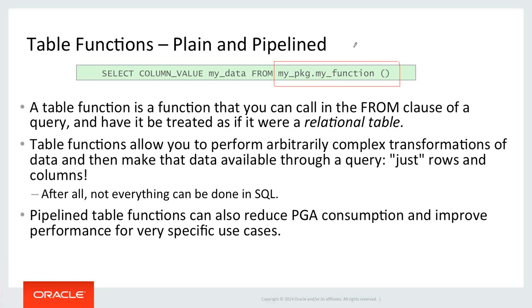And oddly enough, that syntax isn't quite right either, but we'll come back and look at the example in a moment. So it's a function you call in the from clause of a query and have it treated as if it were a relational table. So why would you do that? Well, in general, table functions allow you to perform arbitrarily complex transformations of data and then make that data available through a query, just rows and columns.